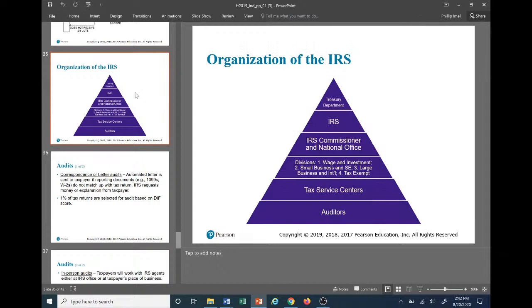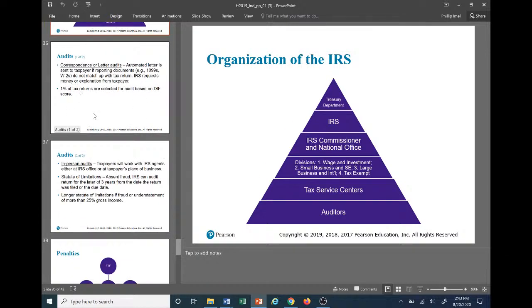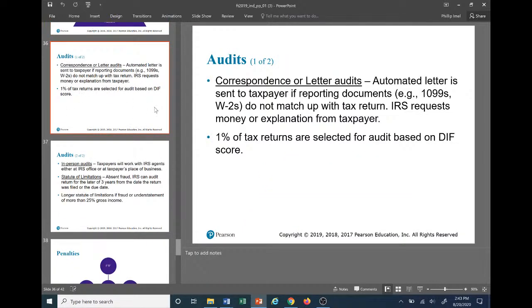Organization of the IRS, that's important too. Once again, I'm not going to be testing you on the different types of divisions and all of that stuff, but this gives you a little generalization of knowing how the IRS is organized. Audits, is pretty much here. Just know that you can get correspondence or letter audits, and then you can even get the in-person audits.